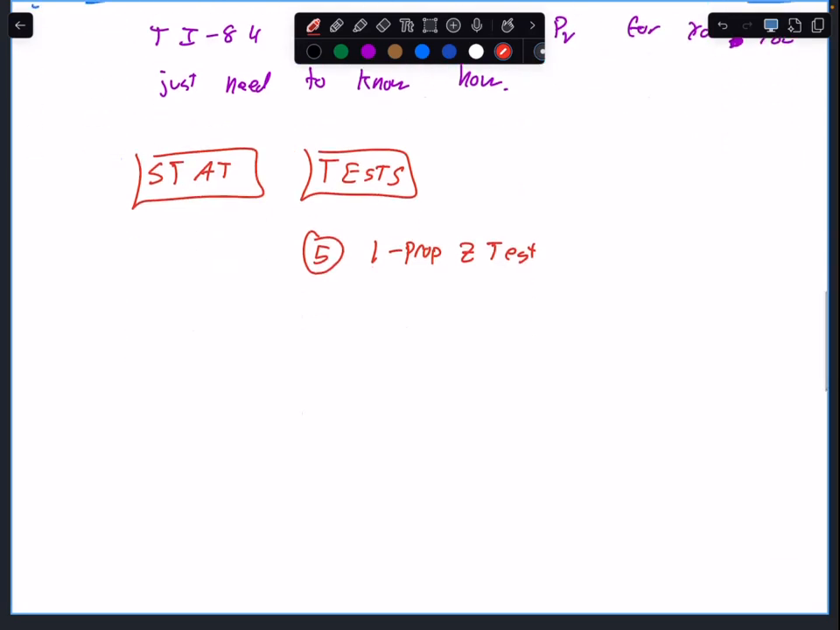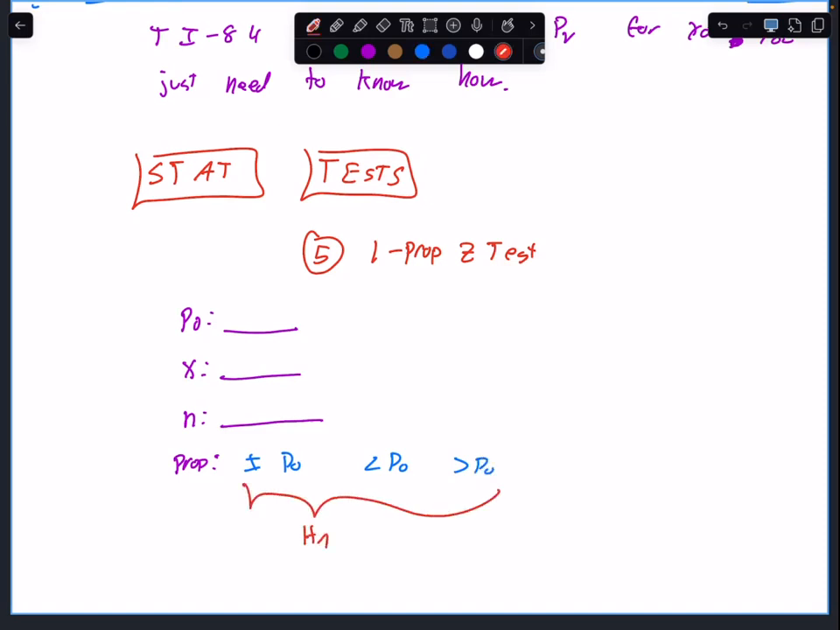All right. Now, when you select that, make sure you're selecting the correct one. It's going to ask you, what is P0? What is X? What is N? And then it's going to say prop, and it's going to give you 3 options: not equal to P0, less than P0, greater than P0. These are based on the alternative hypothesis. So however you wrote your alternative hypothesis is what you select there.